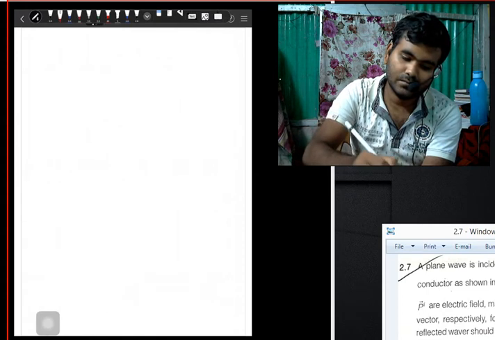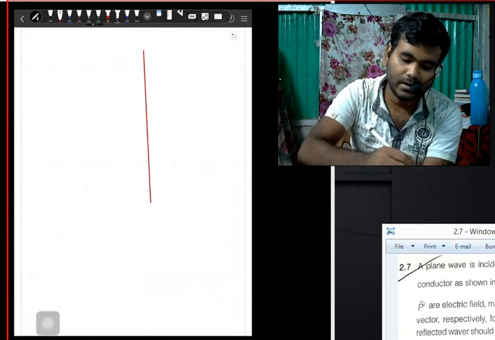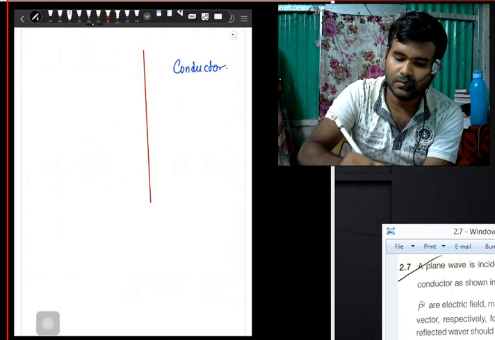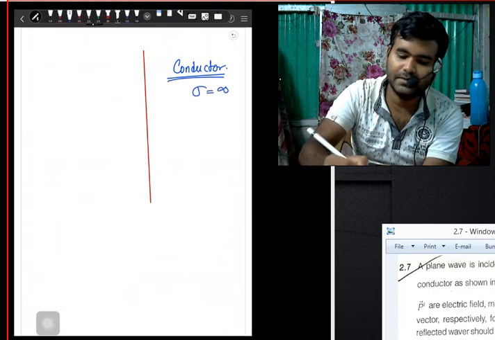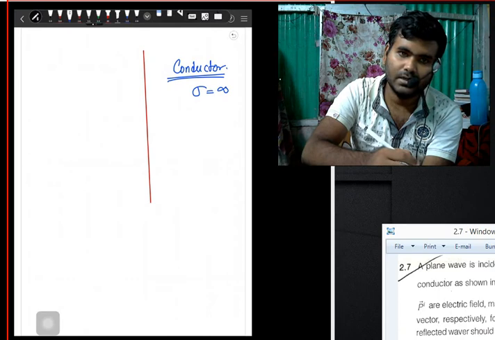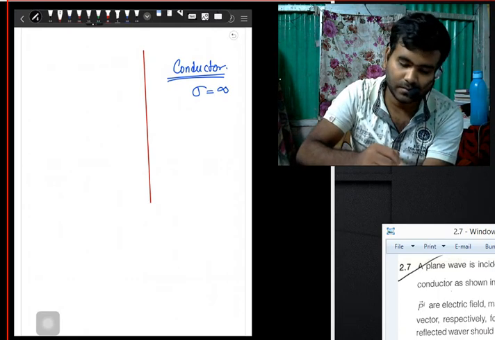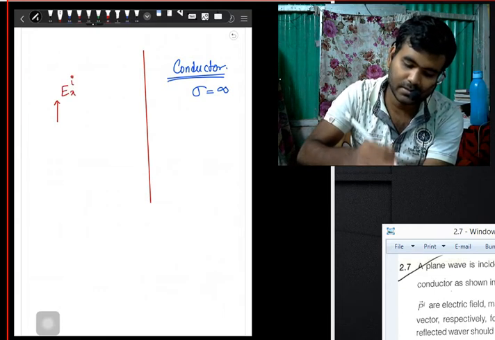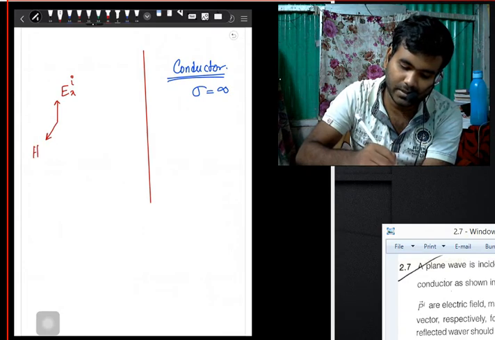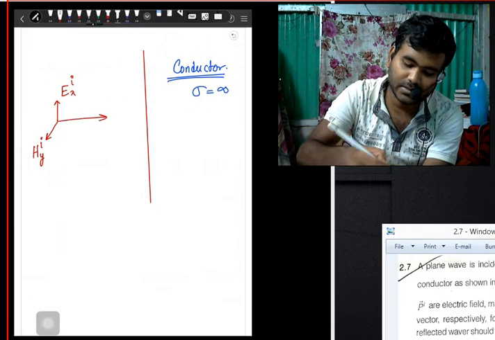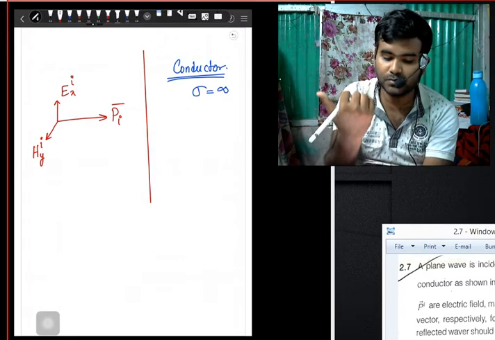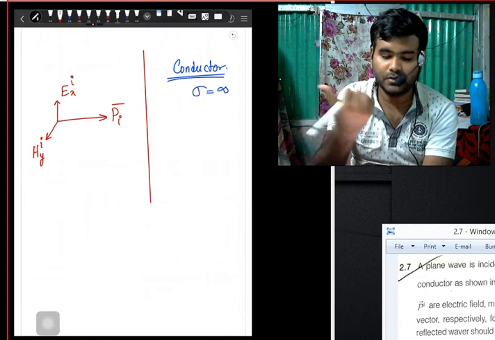So suppose this is the boundary, and this side you have the conductor, the perfect conductor, so sigma is basically infinite. Now you can see the incident wave has an electric field component as EIX and the magnetic field component HYI, and the power PI is going in the Z direction. Because the electric field is in the X direction and the magnetic field in the Y direction, X to Y is basically representing the Z direction, so the power is flowing in the Z direction.